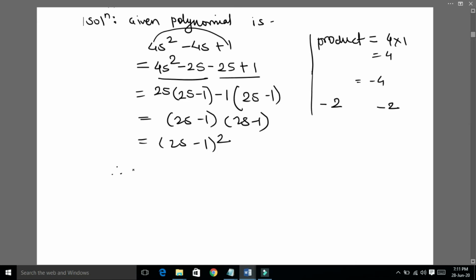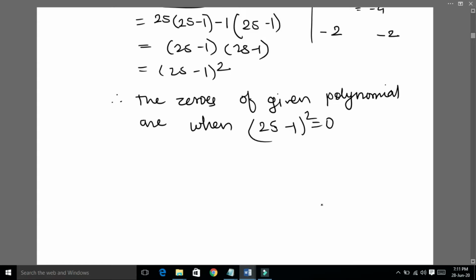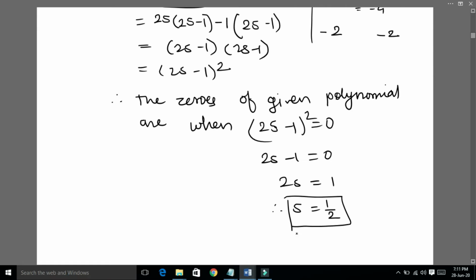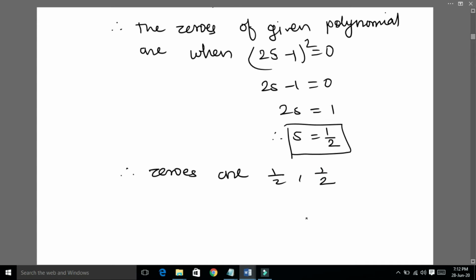Therefore the zeros of the given polynomial are when 2s minus 1 whole square is equal to 0. So 2s minus 1 is equal to 0 here. So 2s is equal to 1. So s is equal to 1 by 2. So the factors are repeating here. Therefore the zeros are 1 by 2 comma 1 by 2. Two zeros are having the same value.